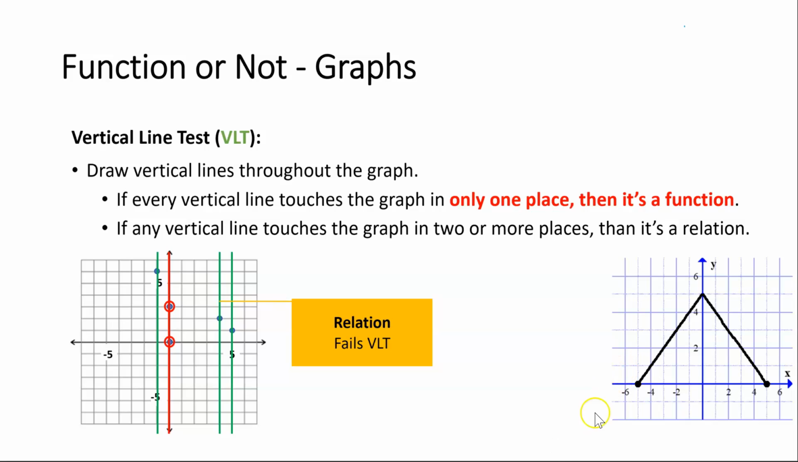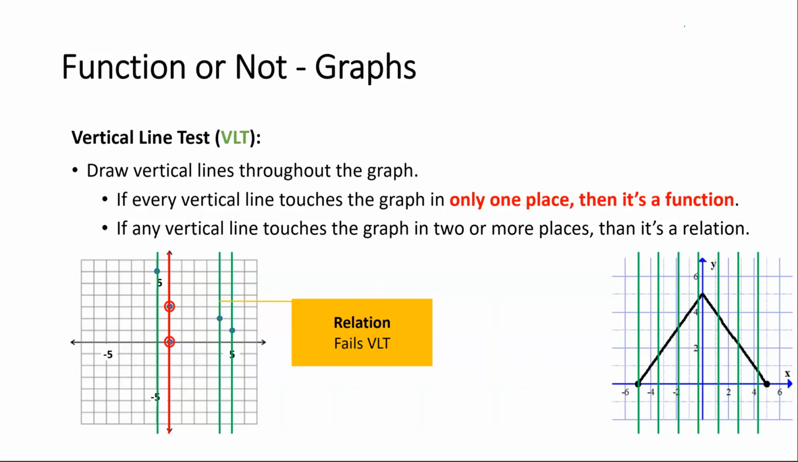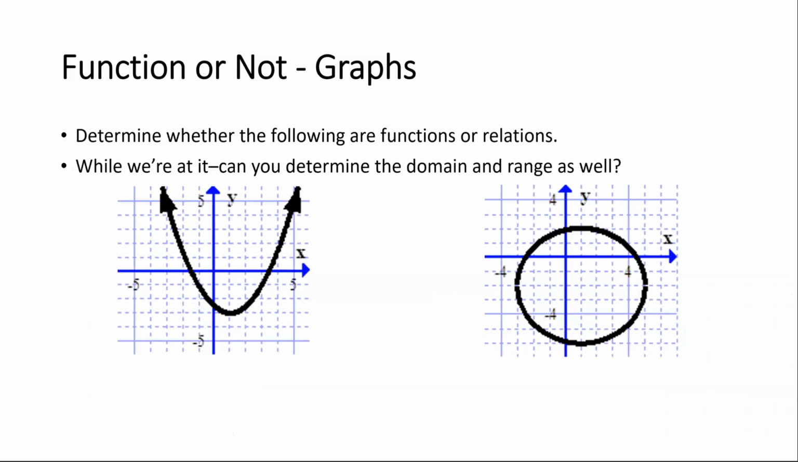The graph on the right, draw a bunch of vertical lines throughout, straight up and down. And there's nowhere on those vertical lines that the graph hits more than one time. The graph only hits one time only. Therefore, this passes the vertical line test. It is a function. So let's look at a few more examples.